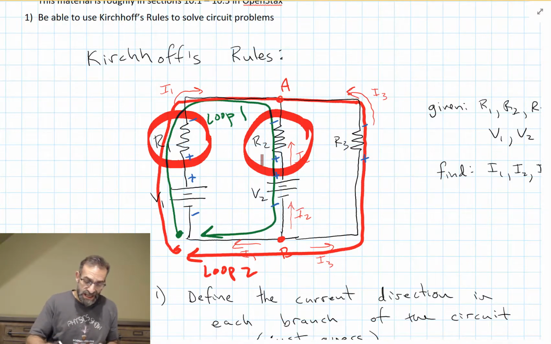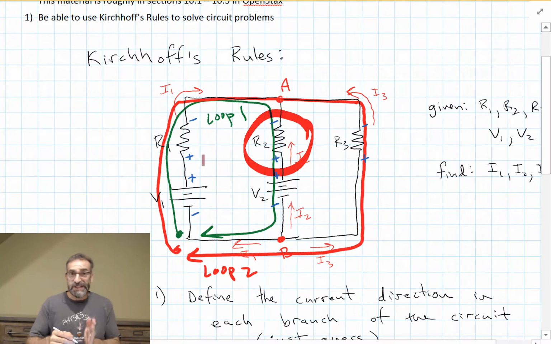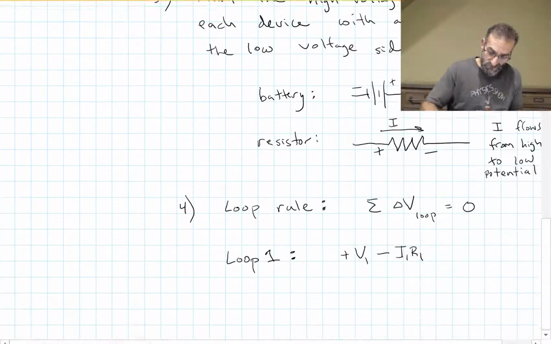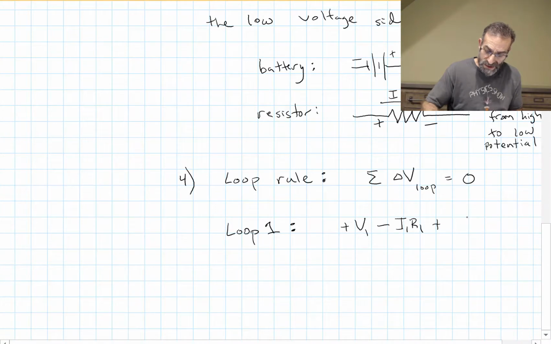Because in one case, I went in the same direction as the current, and in the other case, I'm going opposite the direction of the current. So I'm rising by the voltage across resistor R2, which is its current, I2, times its resistance.